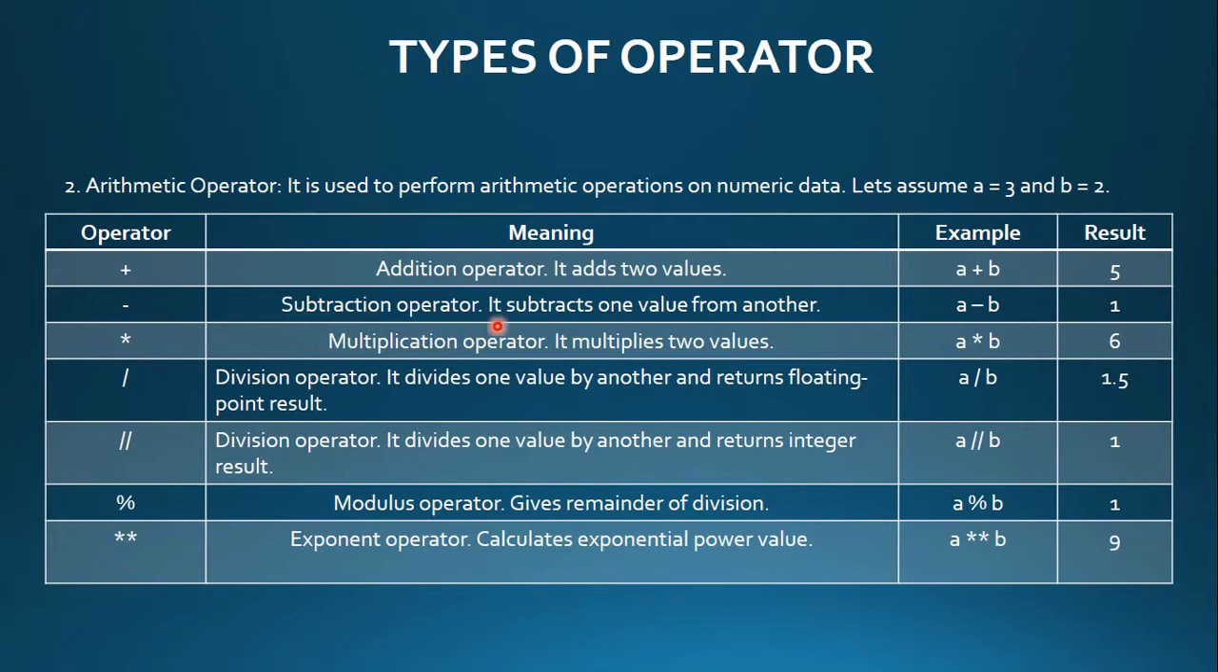Next one is the minus operator, that is the subtraction operator. It subtracts one value from the other. If I write a minus b in the Python console, what will it return? 1. Why? 3 minus 2 is 1. Next one is the star symbol or asterisk symbol, that is the multiplication operator. What does it do? It multiplies two values. If we write a multiply b in the Python console, what will it return? It will return 6. Why? 3 into 2 is 6.